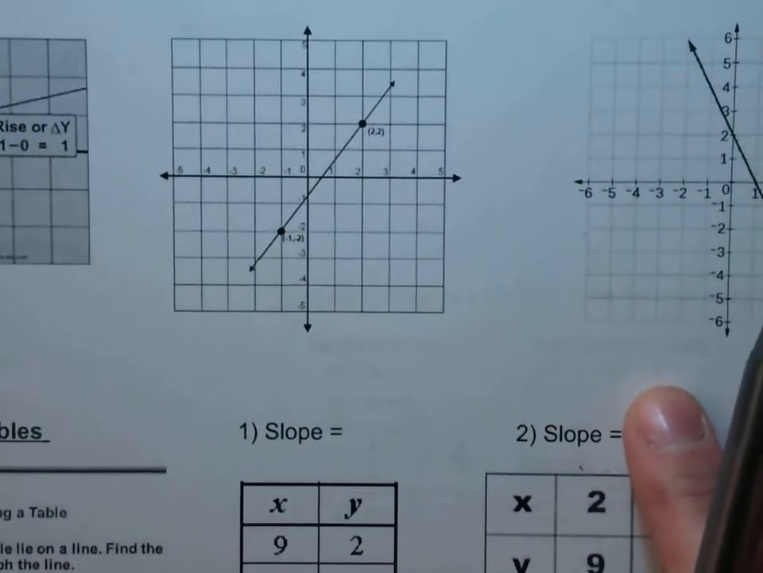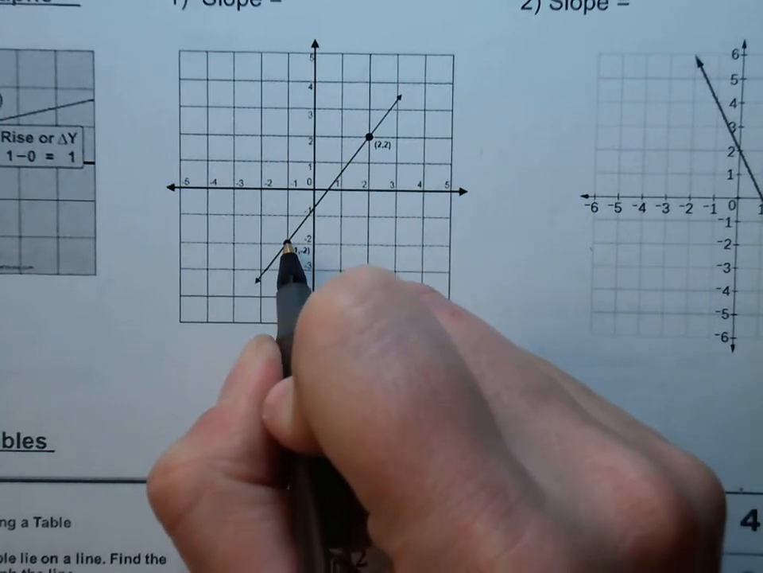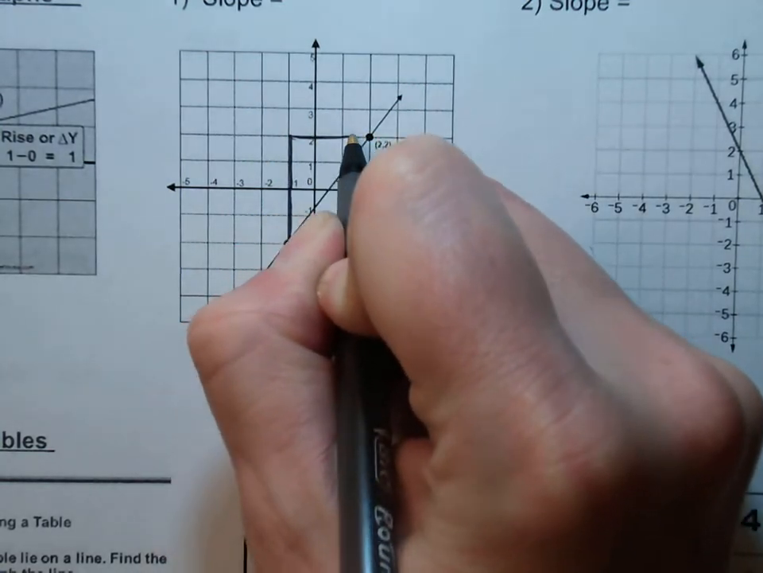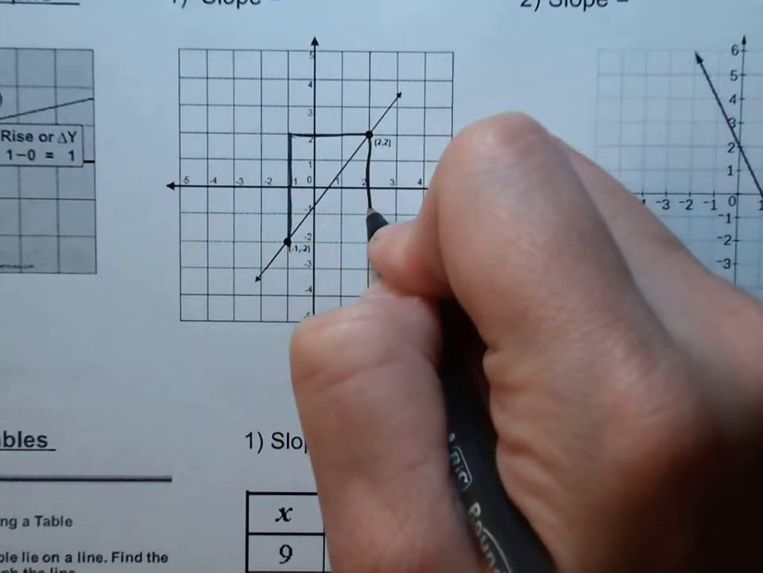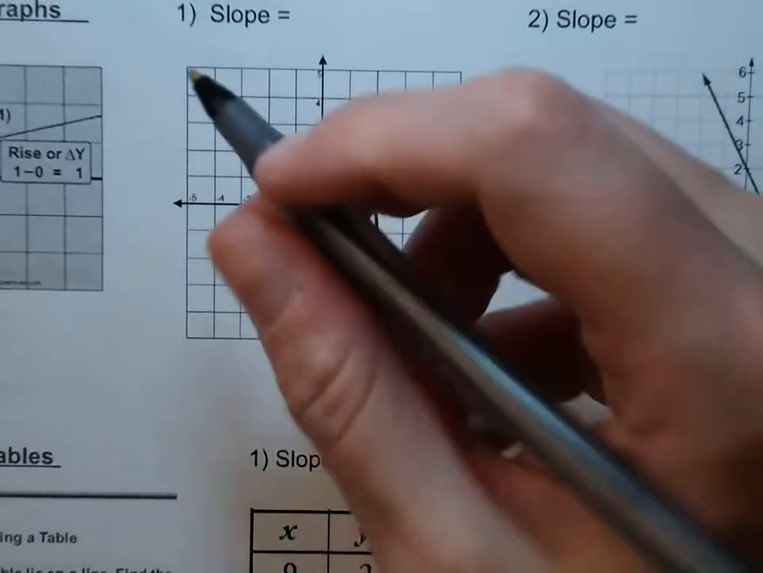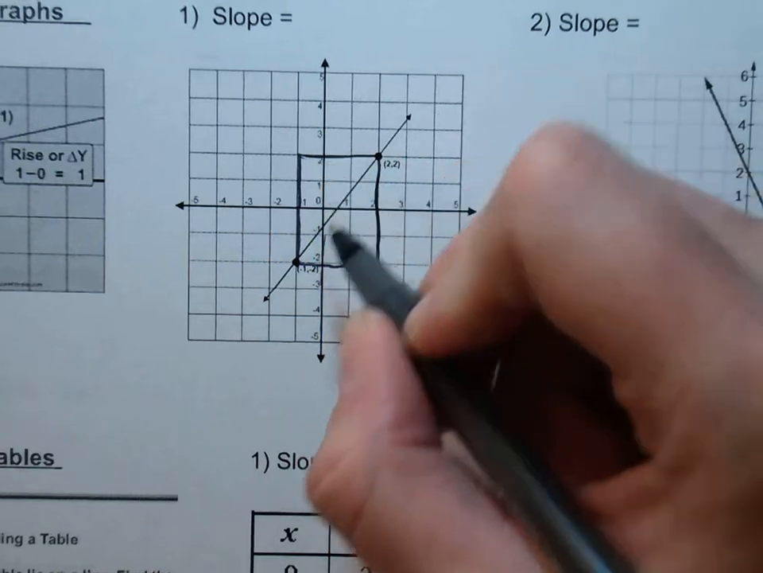First part is finding slope of a graph. So remember, you have to find two perfect points. I've been given points here, so we can just connect them up and then over, or you can go down and over. Either way, it doesn't matter. You can go either direction. You don't have to do both. And then we count. We need to make sure this is counting by ones, which it is.